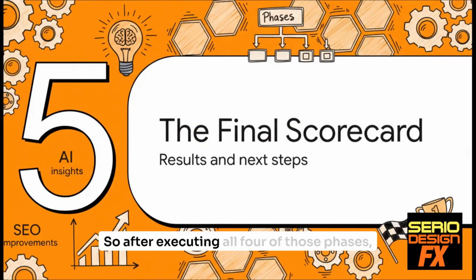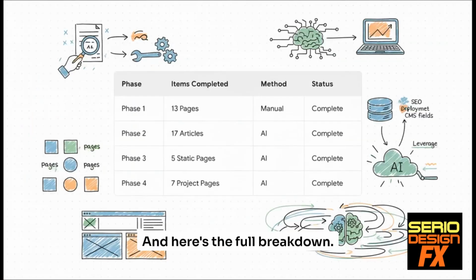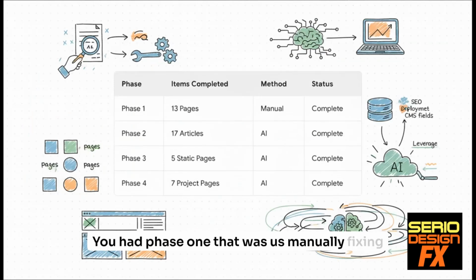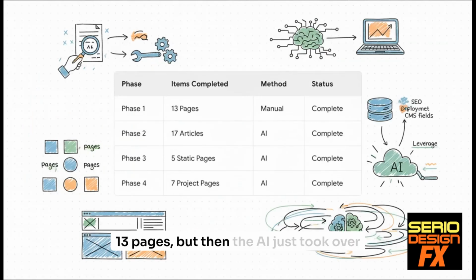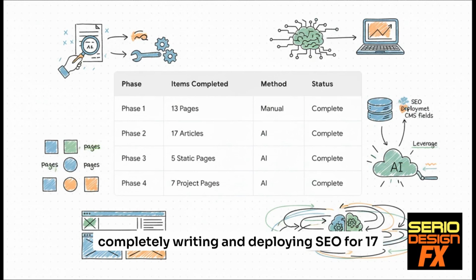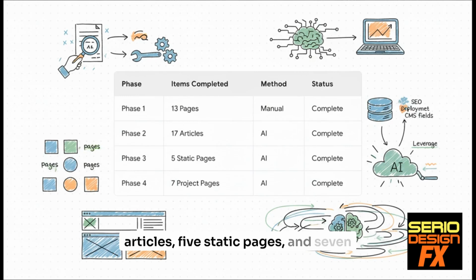So, after executing all 4 of those phases, what did we actually get done? Let's take a look at the final scorecard and talk about what you should do next. And here's the full breakdown. You had phase 1, that was us manually fixing 13 pages. But then the AI just took over completely, writing and deploying SEO for 17 articles, 5 static pages, and 7 project pages, which included creating totally new CMS fields. It is a massive amount of leverage.